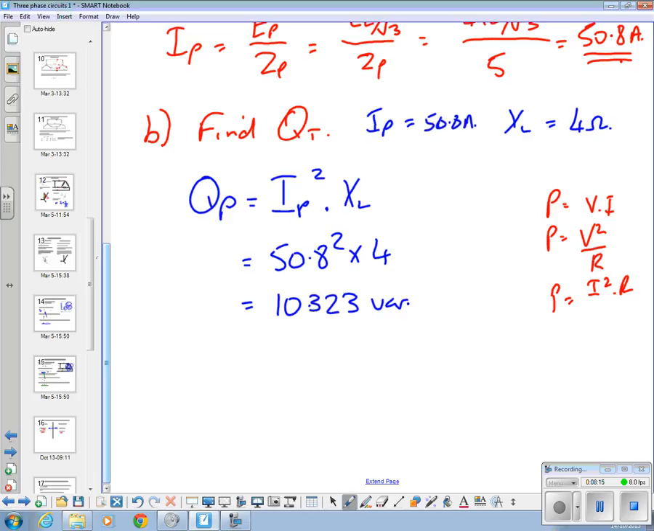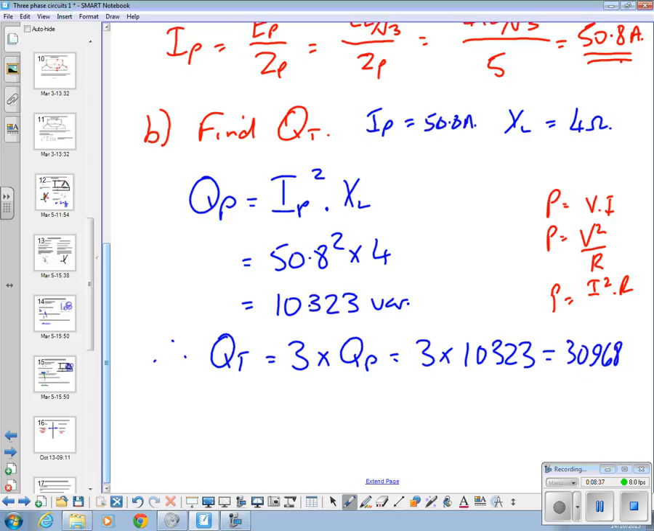And that's for one of the phases, but we want the total. So QT must equal 3 times QP, equals 3 times 10,323, is 30,968 var.